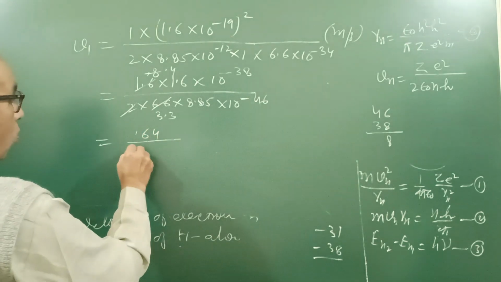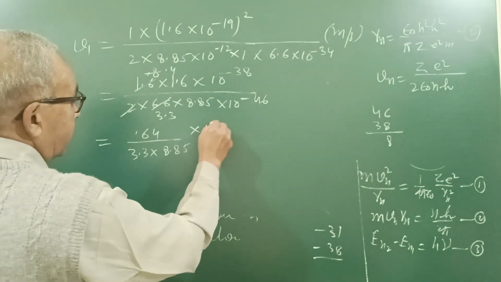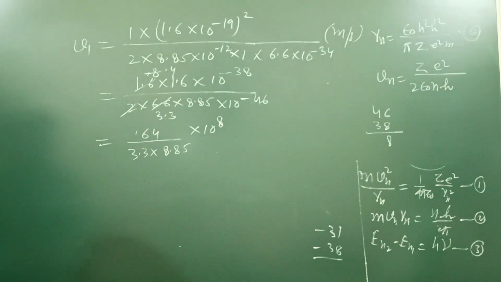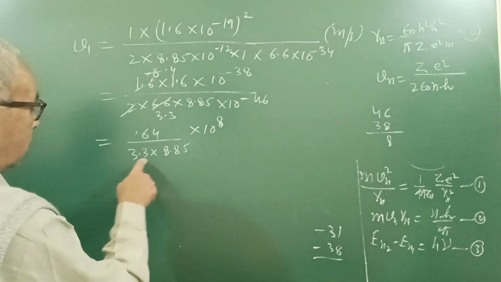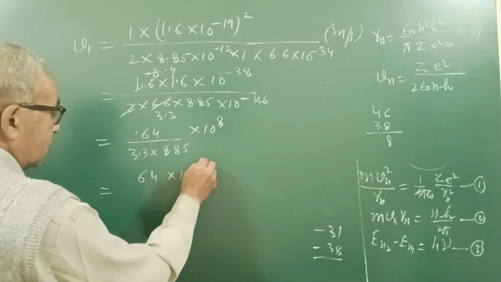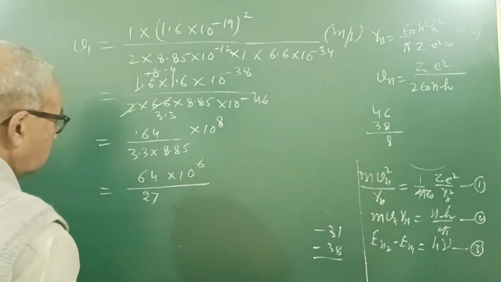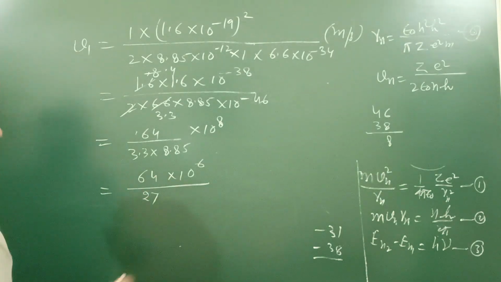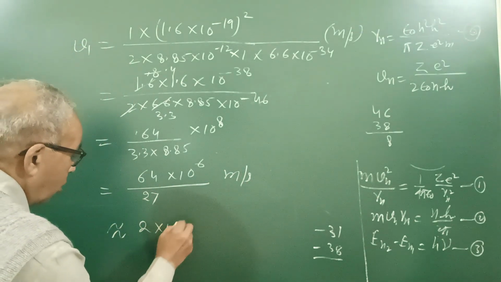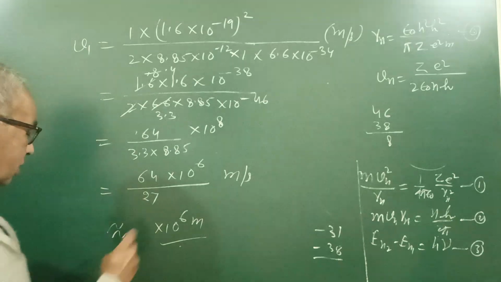0.64 upon 3.3, 8.85, 10 to the power 8. If I take it 9 and 3, so 64, 10 to the power 6, upon 9 × 3, 27. Yes, I'm getting it. So nearly it is 2 × 10 to the power 6 meter per second. If you do it correctly, we will get close to this.